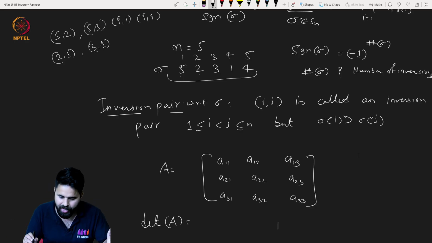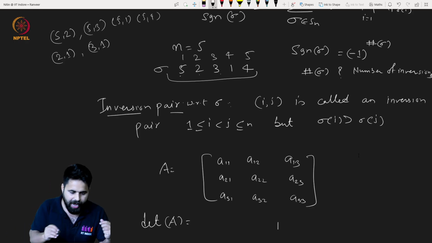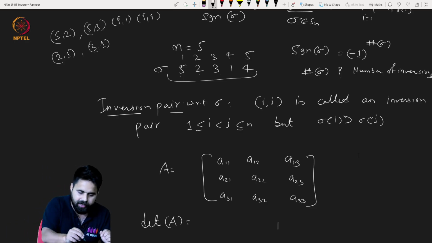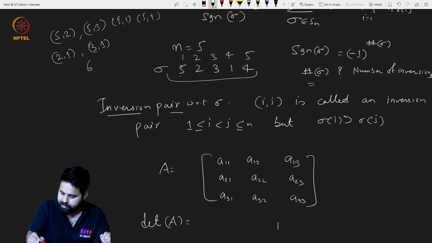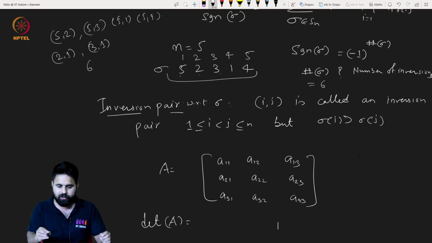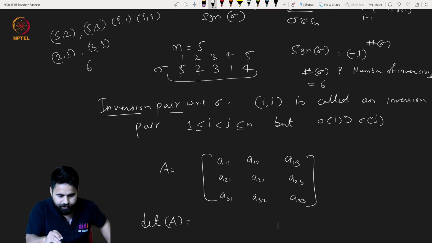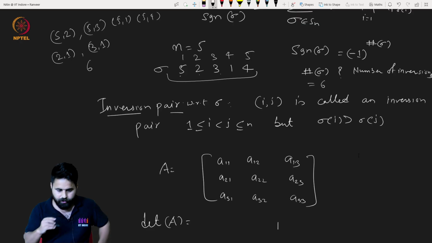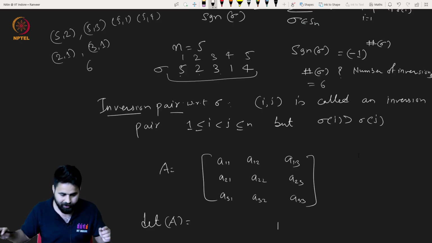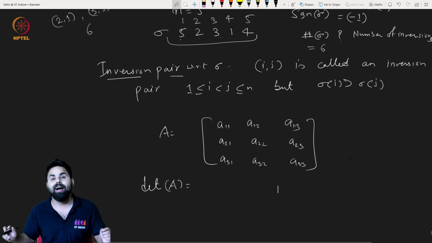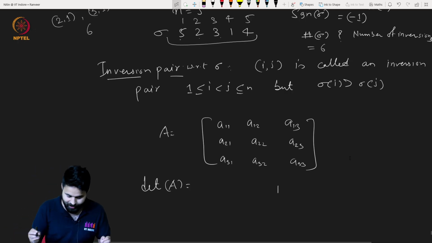Everything is good, and for 4 there is nothing. So I hope I have done it correctly. There are 6 inversion pairs, so the number of inversions is 6 here. So 4 for 5 and 1 for 2, I am again verifying this, and 1 for 3. So there is nothing for 1, nothing for 4. Very good. Now let us calculate the determinant of A.